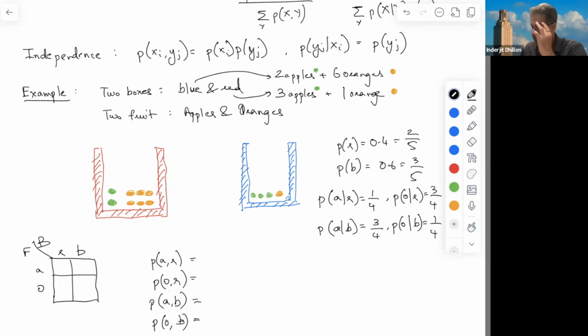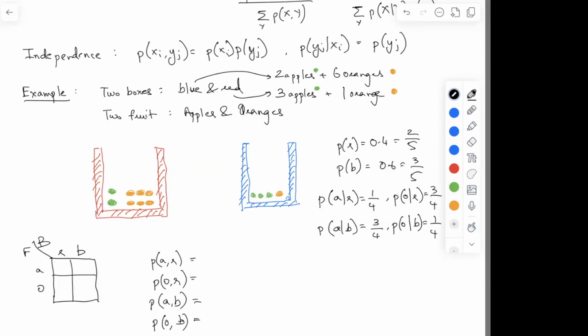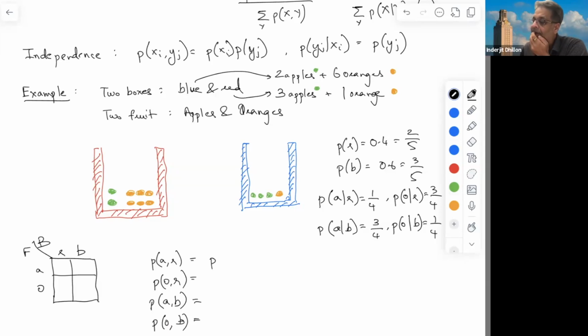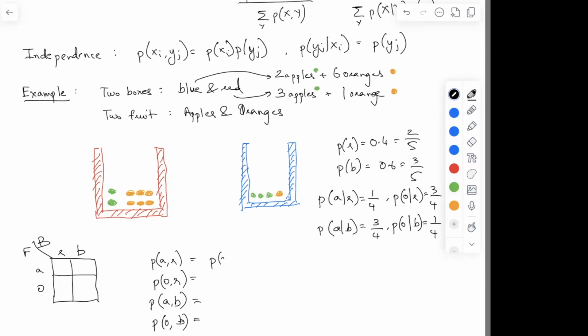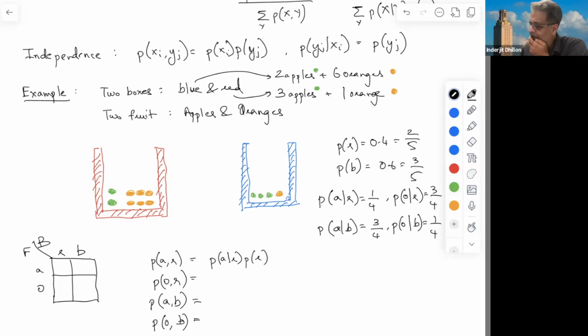Somebody wants to tell me, give me the formula for P of A comma R. Let's suppose we apply Bayes rule. Is P(A) times P(A given R)? P(A given R) times P(R). Perfect. I can also have written it as P of A times P of R given A. Let's come to that later. But we know this, right? P of A given R is what? 1/4 from above. And P of R is 2/5. So that is 1/10.